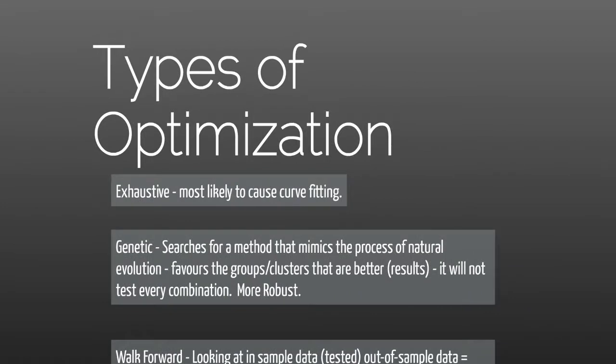So let's have a look at the types of optimization we can do. We can do exhaustive, and the exhaustive one is the most likely to cause curve fitting. That's basically where you're testing every single parameter, getting the most juice out of your strategy and coming up with the highest overall net profit that you can achieve.